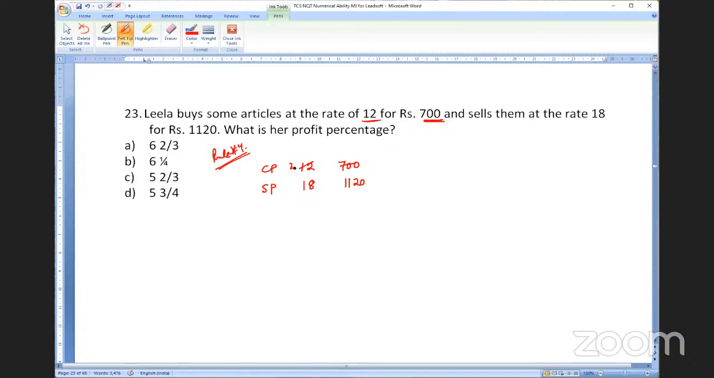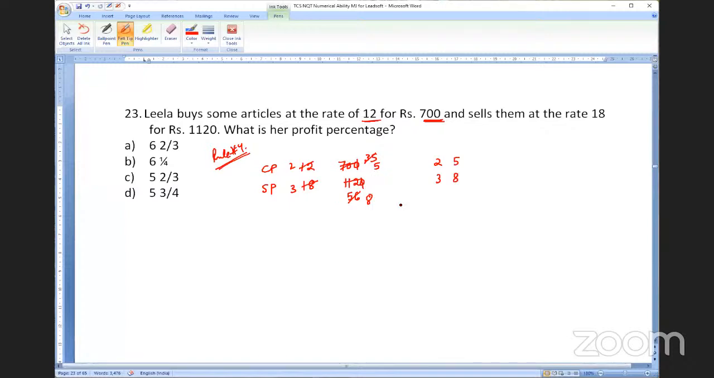12, 18 can be converted to 2, 3, and this can be 35, and this is 5, 56. Okay, 7, 5, and then 7, 8. Now, whatever answer we get with 2, 5, 3, 8 would be the same as whatever answer we get at 12, 700, 18, 1120.